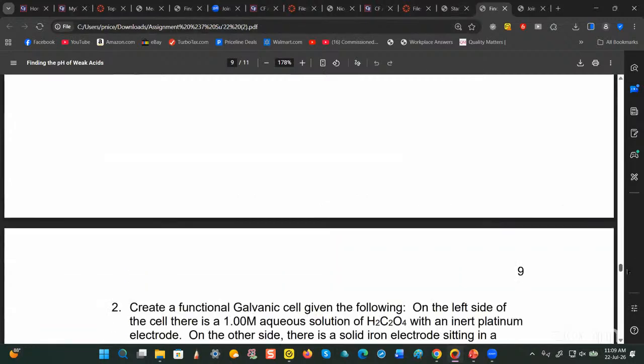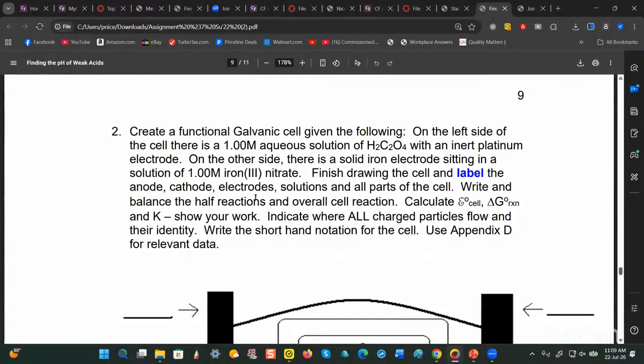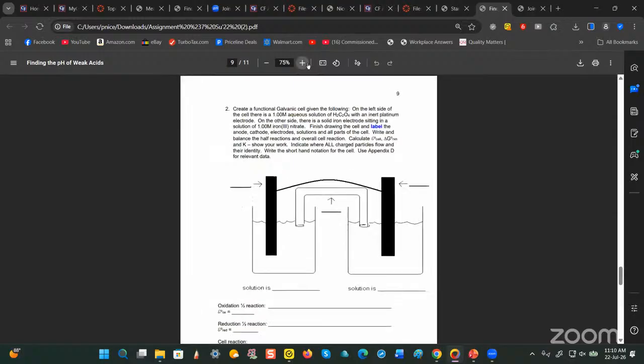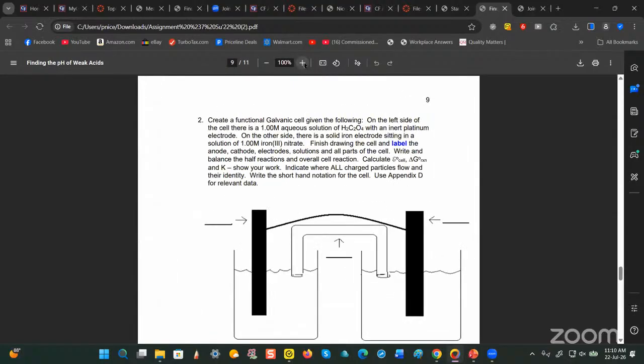All right, so question number 2 says, create a functional galvanic cell given the following. On the left side of the cell, you have a 1.0 M aqueous solution of oxalic acid with an inert platinum electrode. On the other side, there's a solid iron electrode sitting in a solution of 1.00 M iron 3 nitrate.